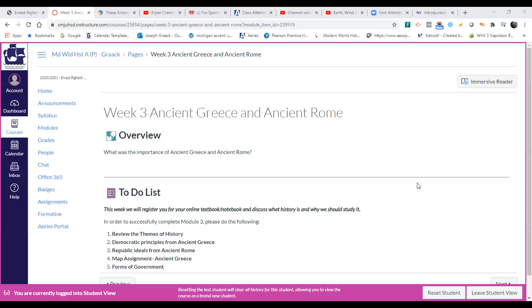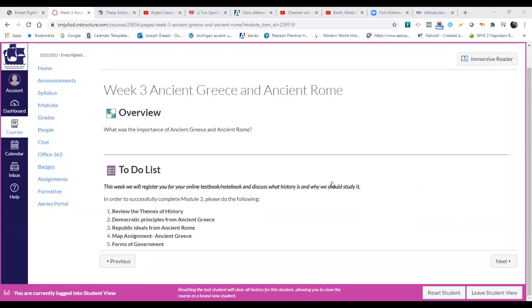Once you get in that module, remember, the first thing is going to be an overview. We'll review the themes of history, talk about the democratic principles from ancient Greece and the republic ideals of ancient Rome. There'll be a map assignment and then a forms of government assignment that we will look at.